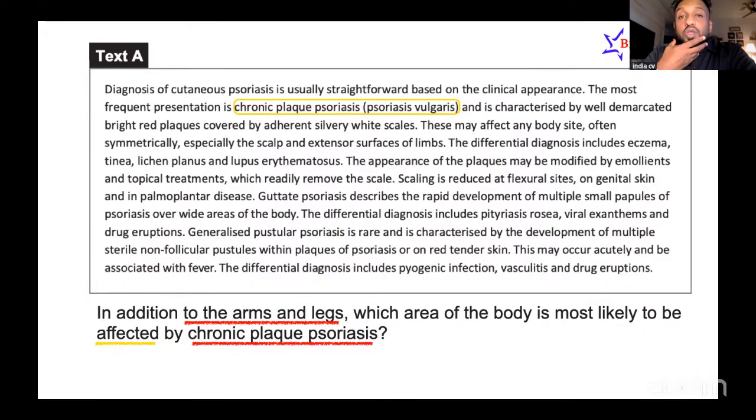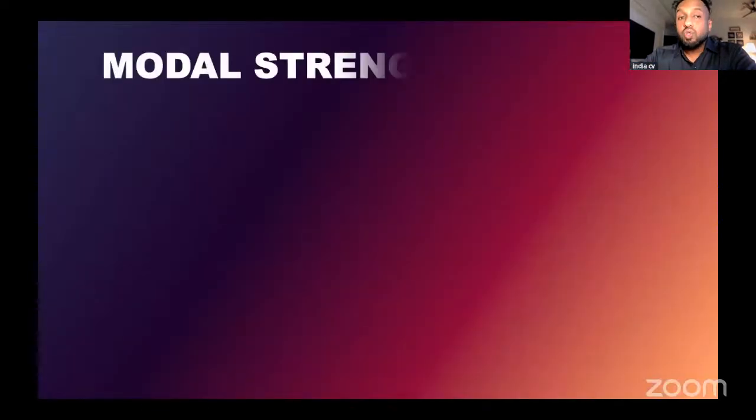Limbs. What do you mean by limbs? Upper limbs and lower limbs. That includes your arms and legs. So that's a synonym that has been used. So which is the other part of the body which is along with those limbs? That is the scalp. So the correct answer over here is scalp. I hope you're learning something from this. So keep this in mind. Underlining the keywords and locating the keywords are the key if you want to ace your part A.